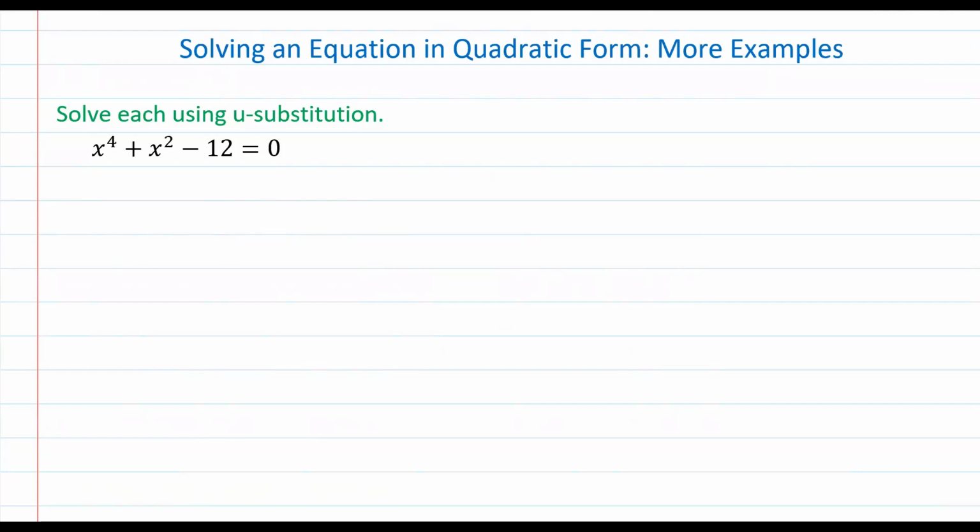So we have an equation here, x to the fourth plus x squared minus 12 is equal to 0. We can see there's some similarities to a quadratic equation. It's got three terms, but it's not a quadratic equation. We can see it's x to the fourth, so it's a fourth degree equation.